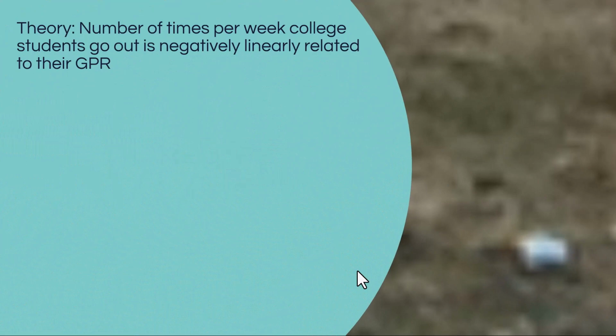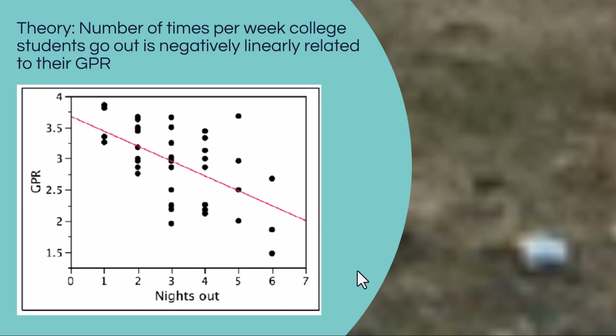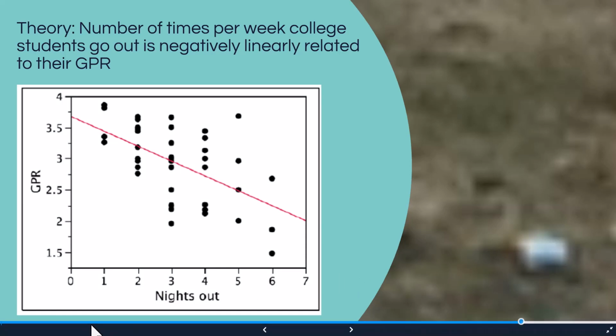So interpreting regression results. We're going to do this using an example. So imagine you have a theory that the number of times per week that a college student goes out is negatively linearly related to their GPA. So this is a graph of some data. On the x-axis, we have the number of nights out per week the student goes. So if they don't go out at all, that would be a 0. If they go out every night, that would be a 7. But most people fall somewhere in the middle. And then GPAs range from 0 to 4.